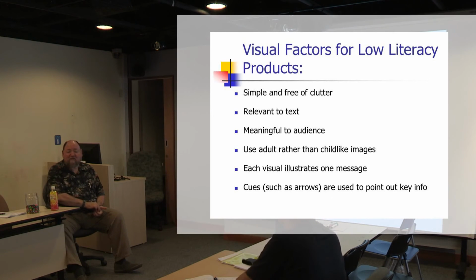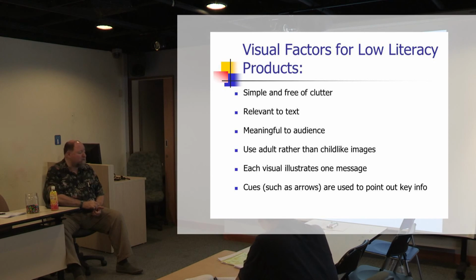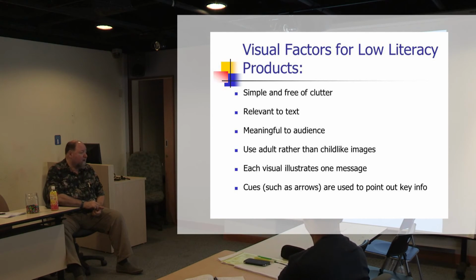Only provide information that's most relevant to what you're trying to achieve. Make sure that the information you provide is meaningful and appropriate to the audience. Depending on what your audience is, you're dealing with adults, and these people are mostly dealing with adults. Make sure the images are things that they can identify with. Then use visuals that illustrate the specific message. I also suggest the use of cues such as arrows or underlines to point out key information.